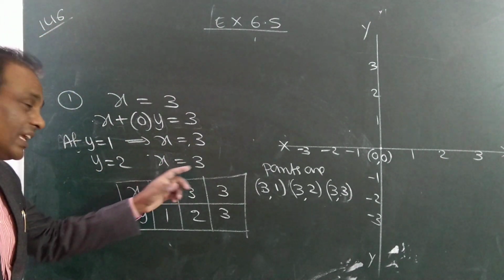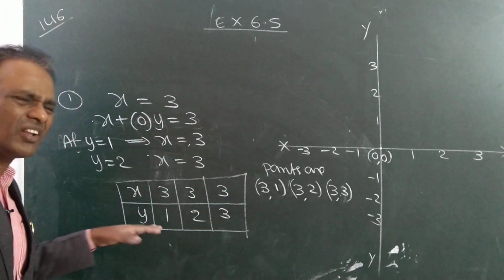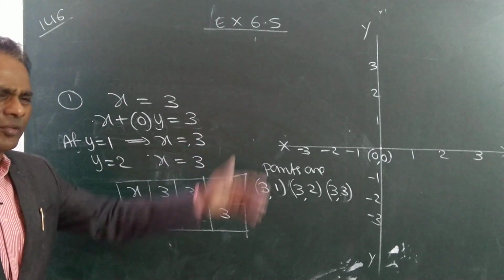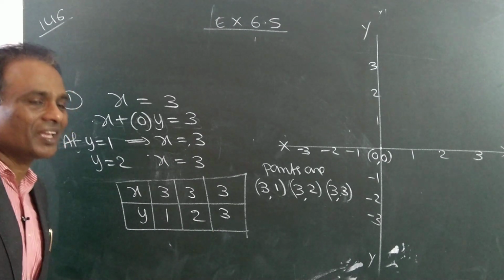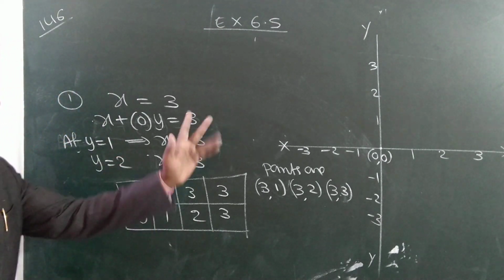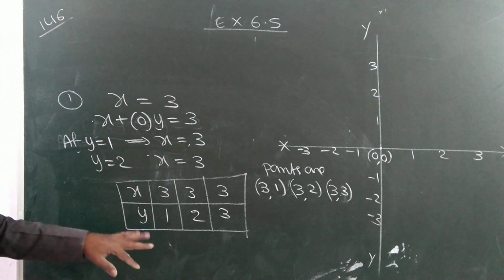X is equal to 3, x is 3, 3, 3. Actually, y value is not needed. Directly we can represent it, but just for your understanding, I prepared the table. The table is also not necessary; directly we can draw.